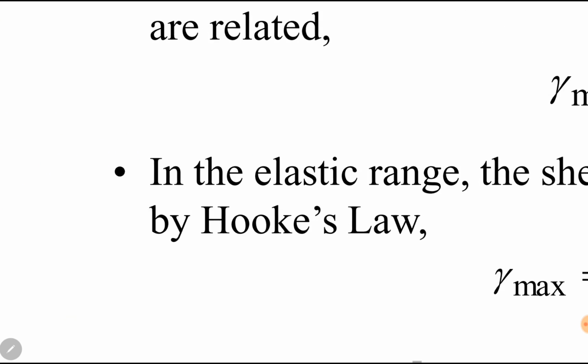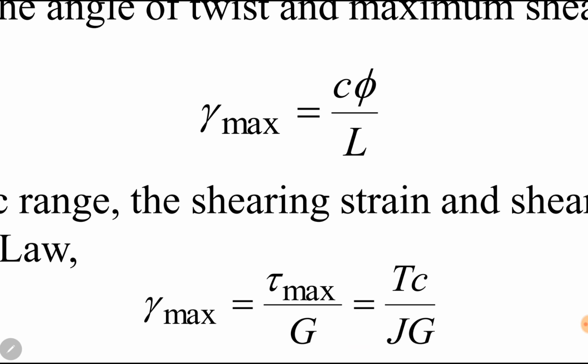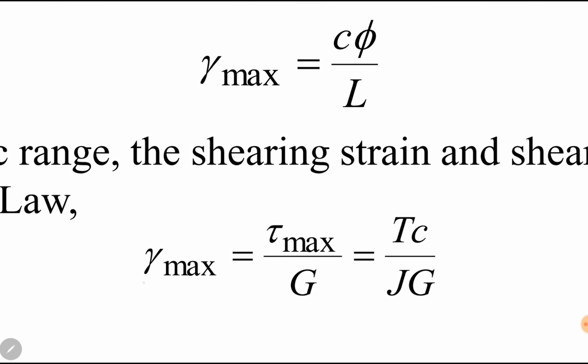Previously, we have already discussed that gamma maximum, or maximum shear strain, is equal to C phi over L. C is the outer radius, phi is the angle of twist, L is the length. We also know that shear strain is equal to shear stress divided by G. This is Hooke's law. So gamma maximum is equal to tau maximum over G. Tau maximum has been derived as TC over J.